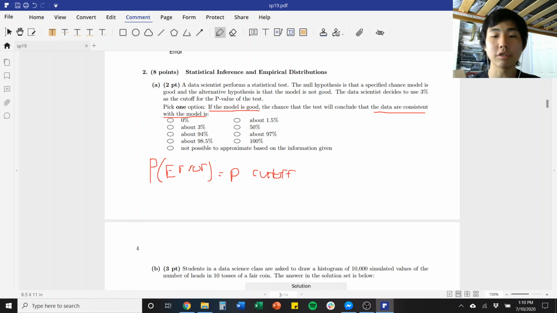So the probability of an error here is 3%, or 0.03, meaning that the probability of no error is going to be 1 minus 0.03, which is 0.97, so about 97%.